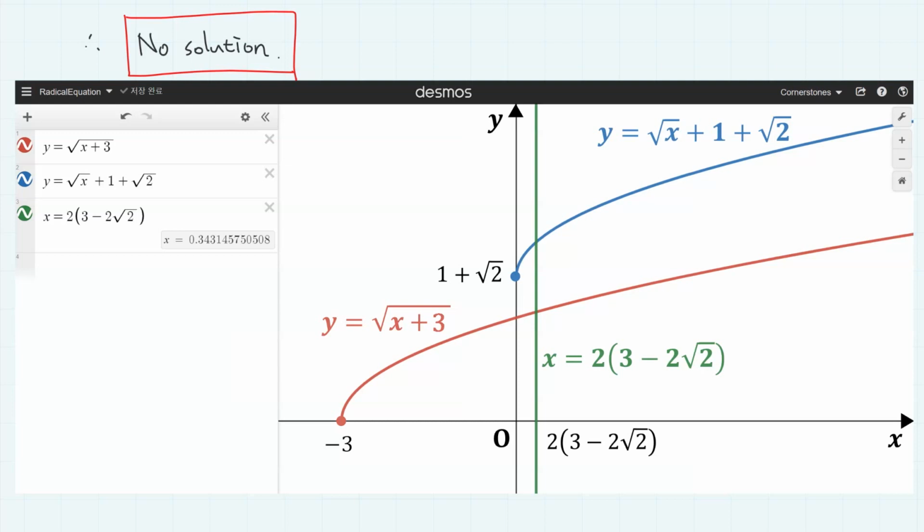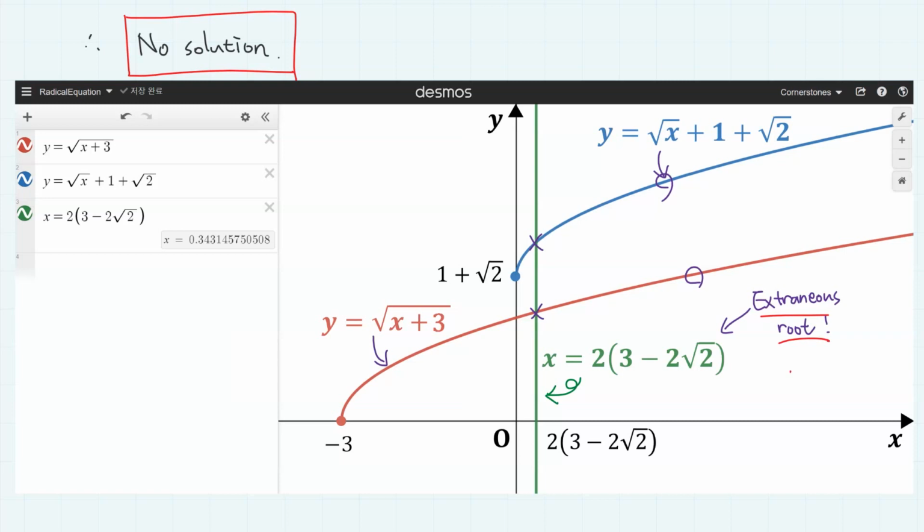You can even check this by graphical method. Here, red and blue curves are graphs of y equals square root of x plus 3 and y equals square root of x plus 1 plus square root of 2, which are basic radical functions whose graphs are easily understood. This green line indicates the root that we have obtained, x equals 2 times (3 minus 2 square root of 2). Notice that the two curves never intersect, nor do they ever cross the green line at the same point. This means that x equals 2 times (3 minus 2 square root of 2) is indeed an extraneous root, and our given equation has no real solution.